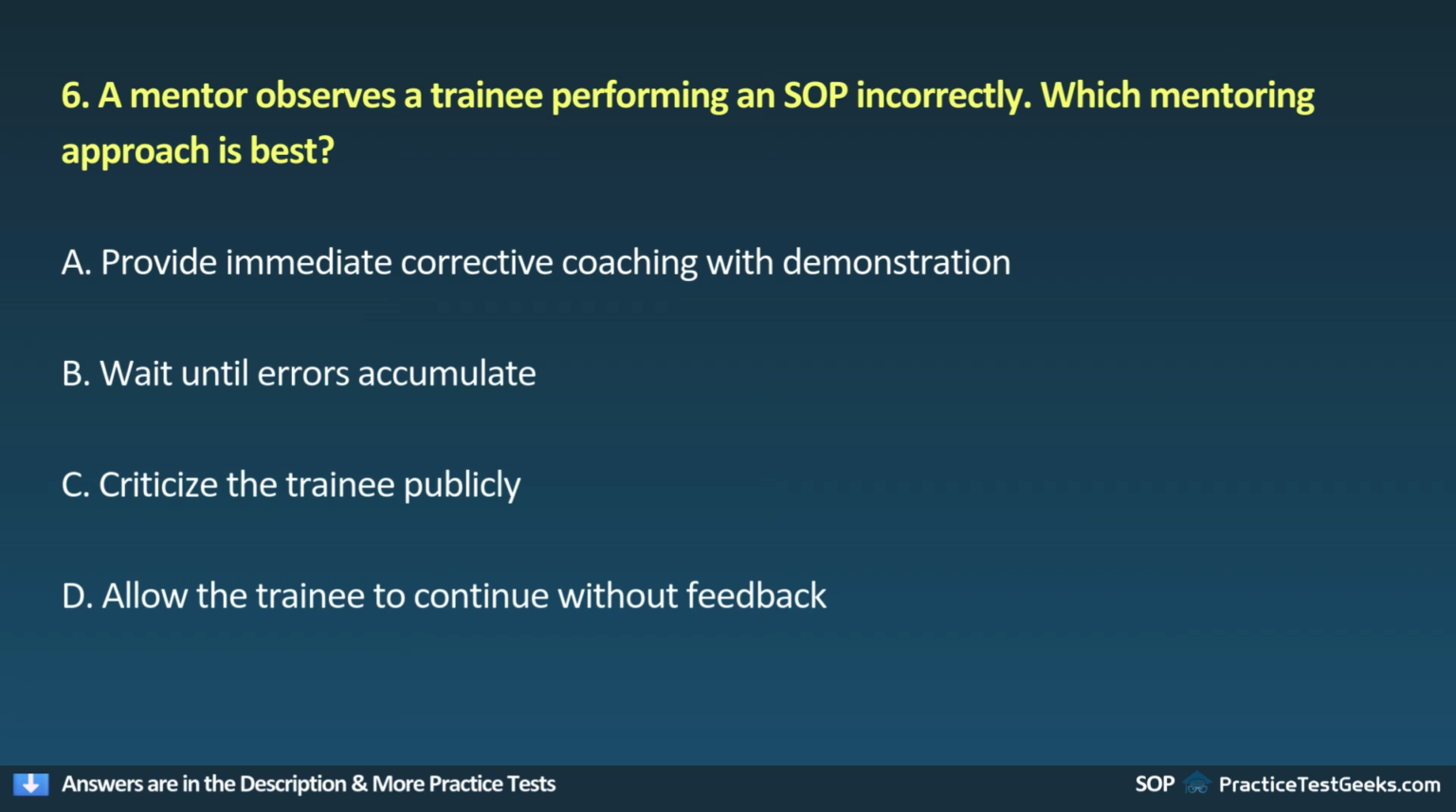6. A mentor observes a trainee performing an SOP incorrectly. Which mentoring approach is best? A. Provide immediate corrective coaching with demonstration. B. Wait until errors accumulate. C. Criticize the trainee publicly. D. Allow the trainee to continue without feedback.